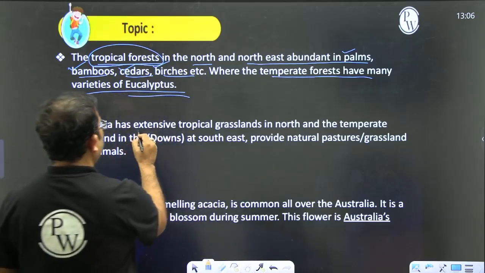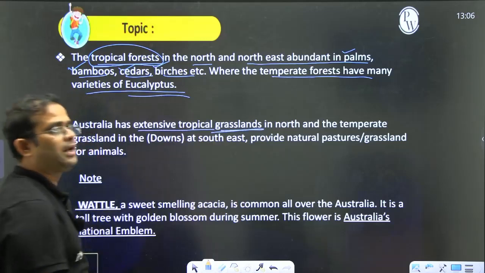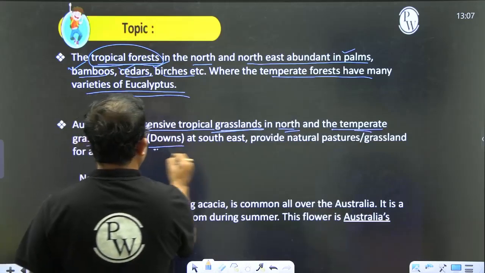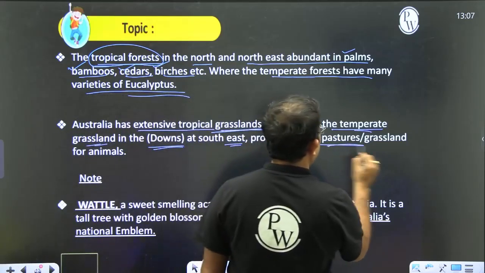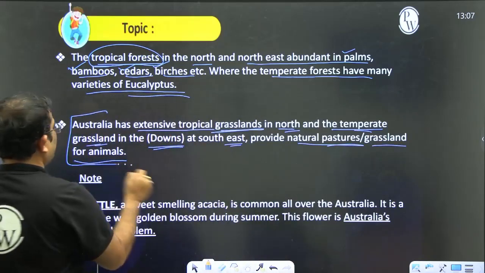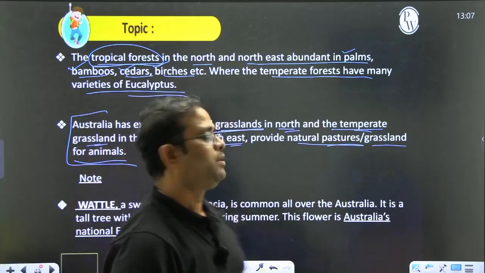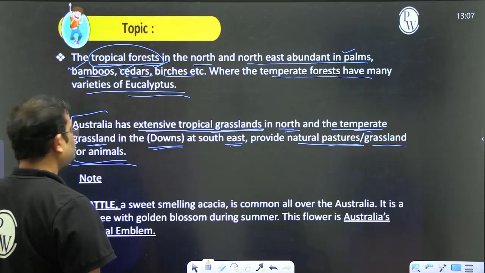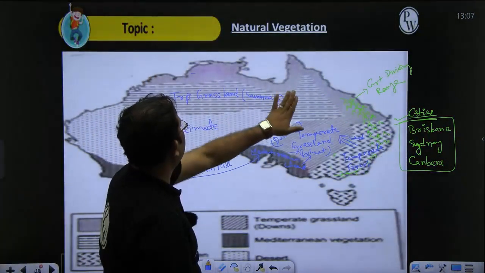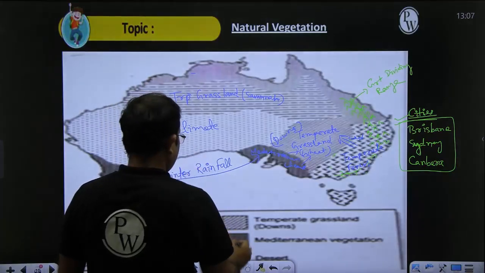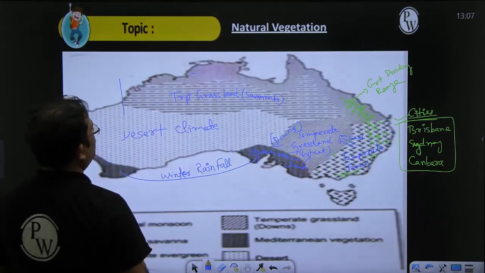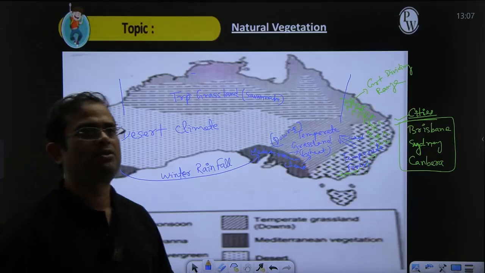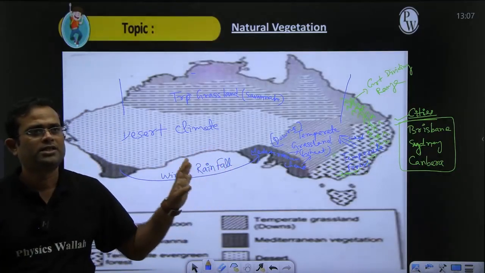Australia has extensive tropical grasslands in the north, and the temperate grassland in the downs in the east provides natural pastures and grassland for animals. You can see the extensive tropical grassland here, growing from the northwest to the eastern part, covering such a vast region of Australia.